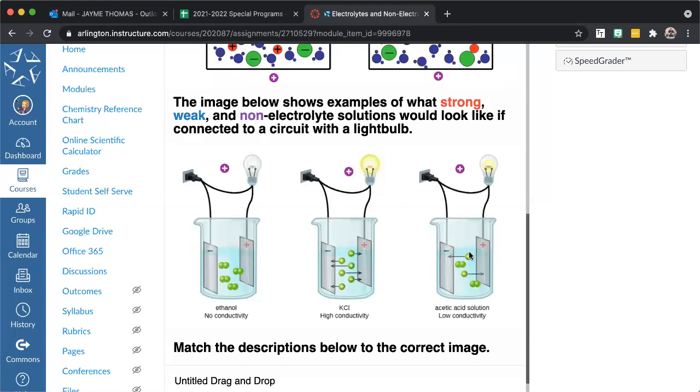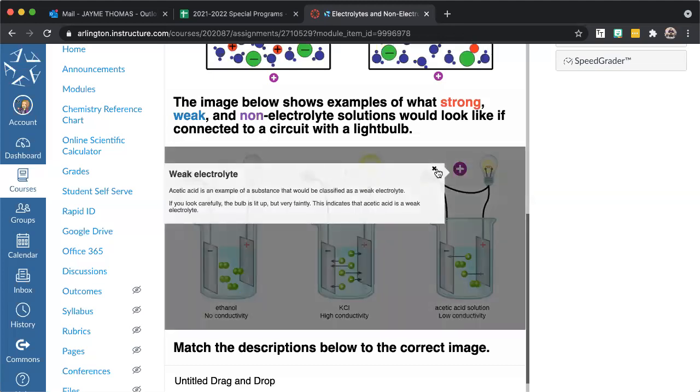On this one, there's only one that split apart. The other two didn't split apart. So it still conducts electricity because it's still going to complete the circuit. It's just not going to carry the charge as well. And so the light bulb is going to be dimmer.